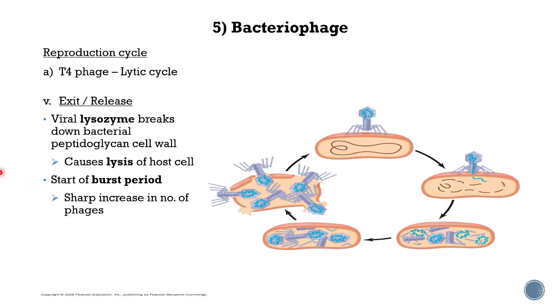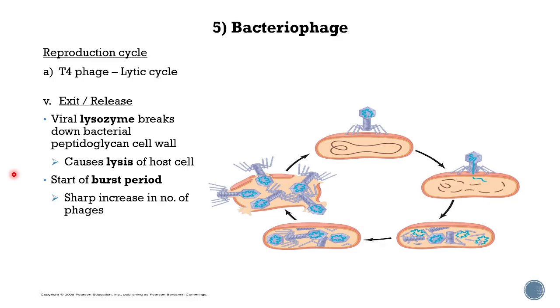Then the last step, of course, is for the newly assembled viruses to leave the host cell. That is done through another viral enzyme that will be produced. It is a phage-coded lysozyme, or a viral lysozyme. A lysozyme is an enzyme that breaks down peptidoglycan, right? So that will then digest the peptidoglycan cell wall of the host bacterial cell.